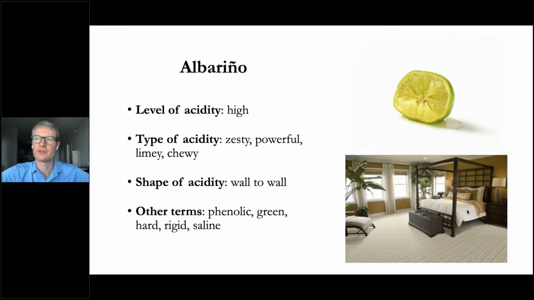And I just think that's one of the reasons why Albariño really is a fantastic variety, because it's got those things all going on at once. That to me is the very definition of complexity in a wine.